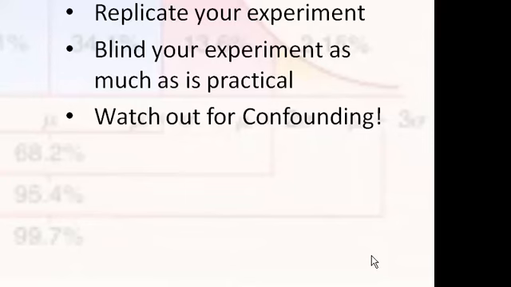Okay, blind your experiment as much as is practical. Sometimes it's not practical, as in the example that I gave you earlier. All right, and then of course watch out for confounding. When I say watch out for confounding, what I mean is always be really critical as you're designing your experiment, saying, okay, what else could cause this other than the treatment that I'm trying to prove caused a change? All right, is there anything else that could cause a change?